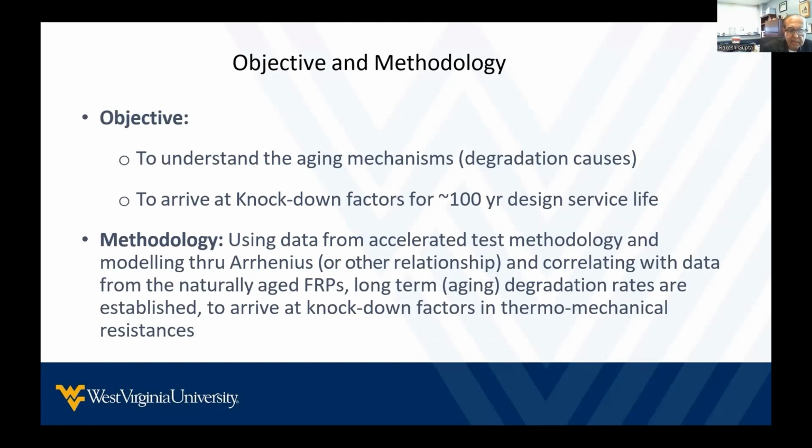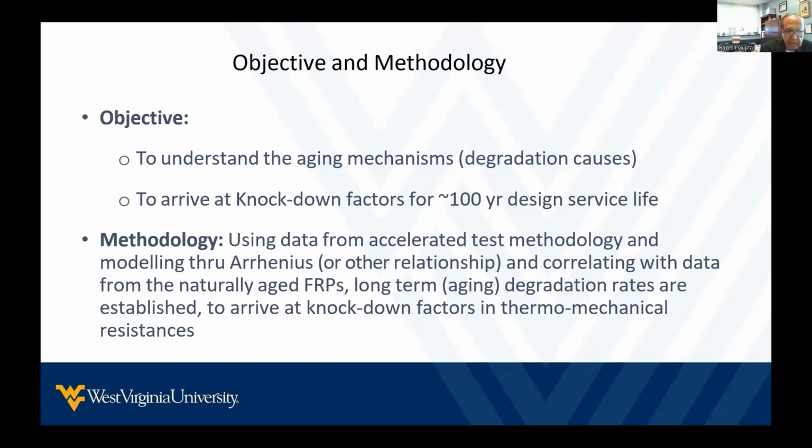Our objective in understanding the durability of composites is to see what are the mechanisms of degradation, so that we can ultimately decide what safety factors we need when we design a composite for a 100-year service life. Typically, we do not have the luxury of waiting 100 years to see what might happen to a composite which is out in the atmosphere, out in the open. So we use accelerated tests and use equations such as the Arrhenius equation to correlate what we observe in the lab with what would be observed out in the field.